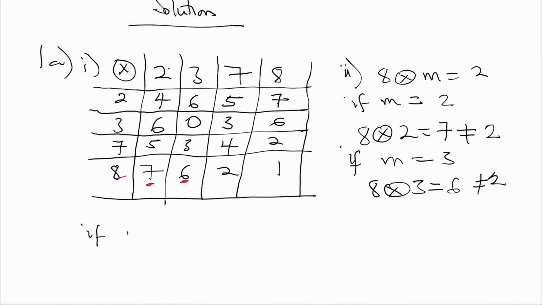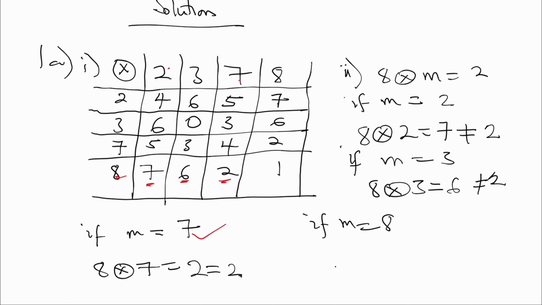If m is equal to 7, then 8 times 7 is 2. And 2 is equal to 2. So we have our first value of m, which is 7. Now let's see for 8 too. If m is equal to 8, then 8 times 8 is 1, which is not equal to 2.